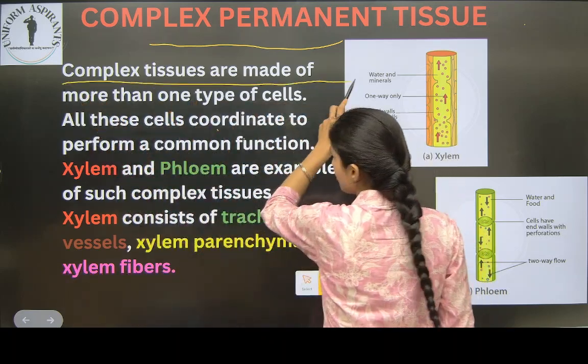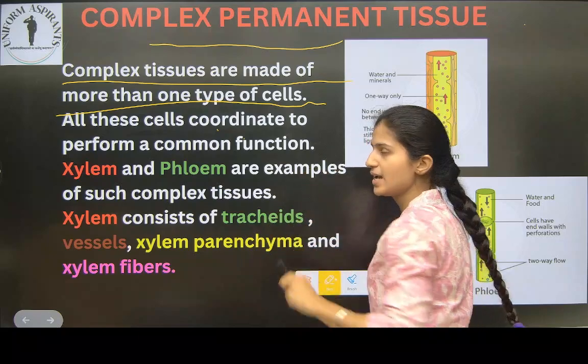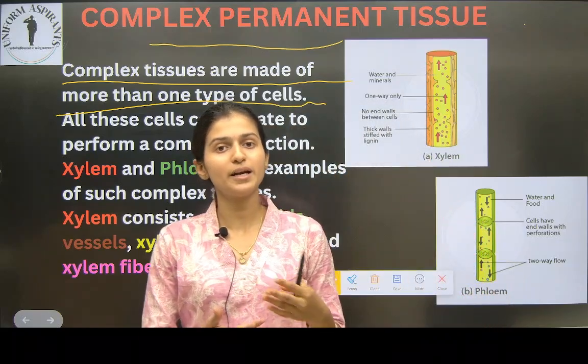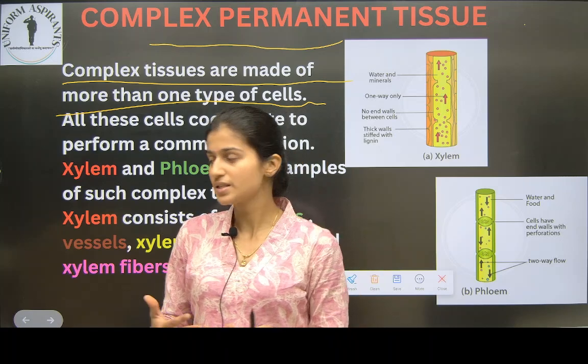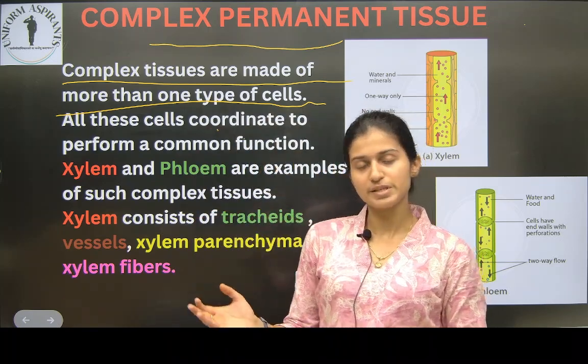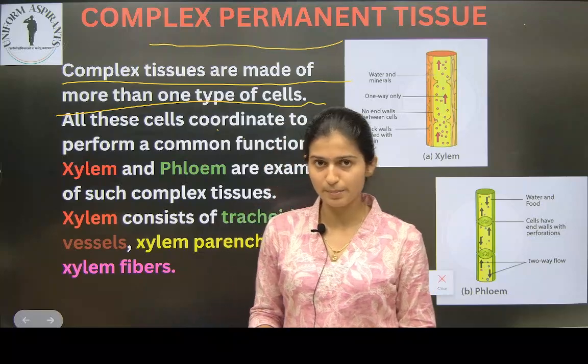Now see here, complex tissues are made up of more than one type of cells. That means they are made up of organic material and inorganic material, meaning live cells and dead cells.